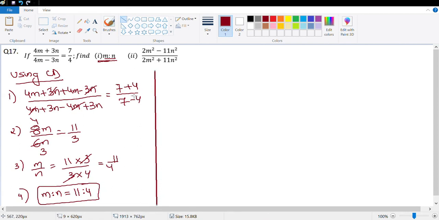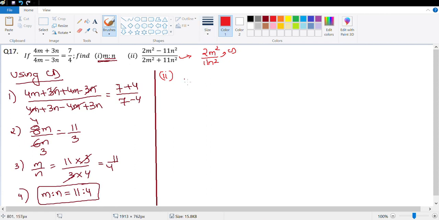Let's look at the second part of the question. The second part of the question is find the value of 2m squared minus 11n squared upon 2m squared plus 11n squared. Again, I hope you notice if I can find the value of 2m squared upon 11n squared, I will apply componendo and dividendo on it, I should get this, but with the positive sign in the numerator, negative sign in the denominator. So the key is first to figure out the value of 2m square upon 11n square.